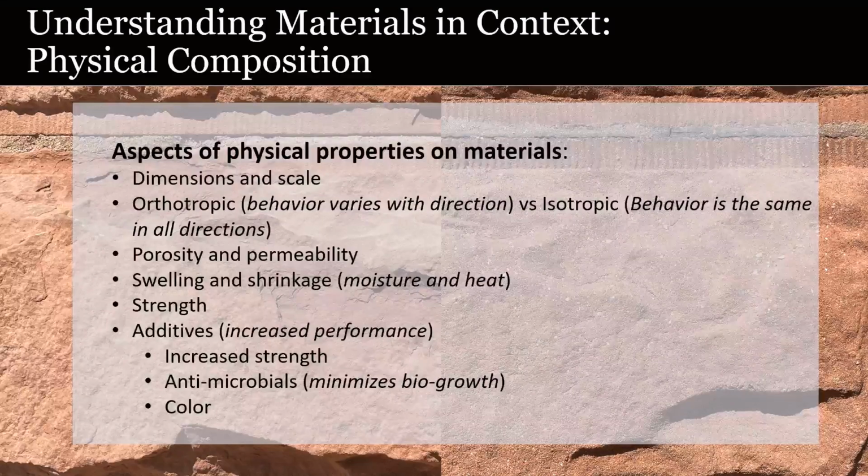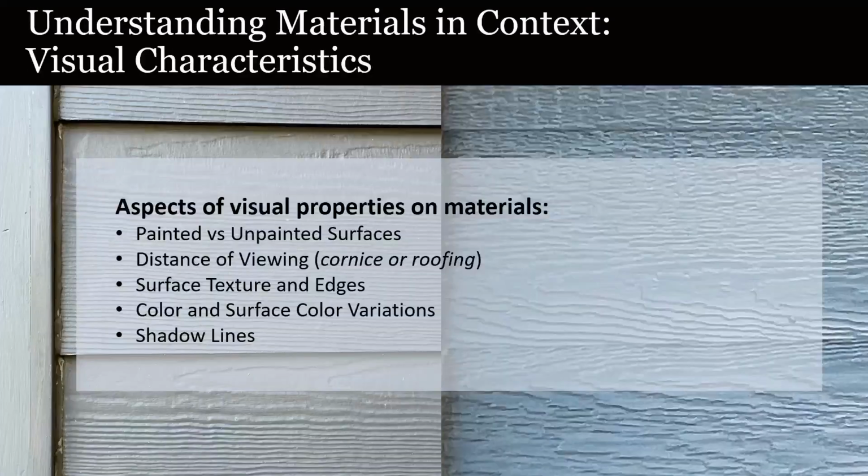Some, such as antimicrobials, only work for a short period of time. Others, such as UV stabilizers, may require replenishment. Visual characteristics can be some of the hardest to replicate. Is the surface to be painted or left unpainted? What was the finish historically? How close will observers be to the material?